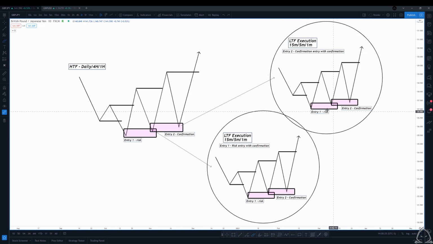And in this case, we have entry 1, which would be the risk entry of the confirmation, which would be that first break of structure and into the first point of interest. Or we have the second, which would be a confirmation entry within a confirmation entry, where we're seeing that succession of higher highs and higher lows being created. And we take our entry on that second point of interest to take the trade long.